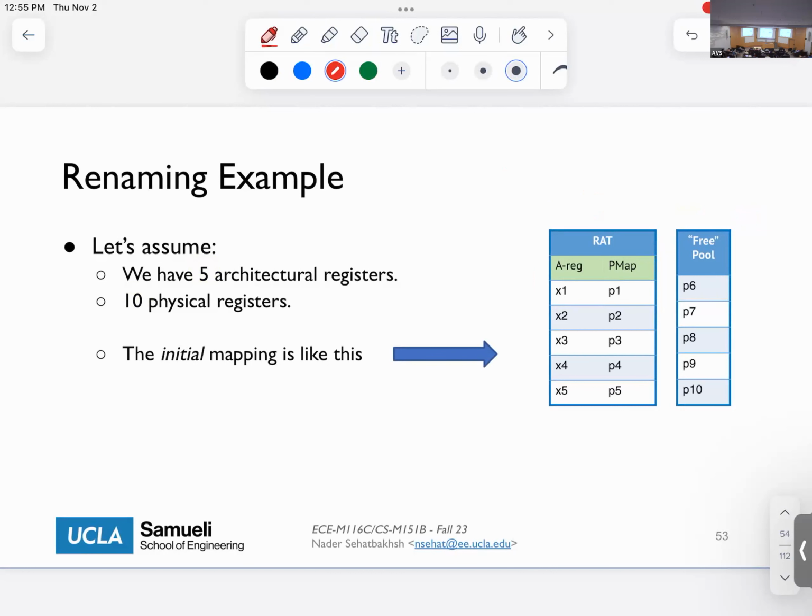So imagine that the initial mapping would be something like this. Essentially you start with some form of initial mapping. For example, say X1 is mapped to P1, X2 is mapped to P2, X3 is mapped to P3, X4 to P4, X5 to P5. And since I have 10 physical registers, I'm going to put the rest of these 5 into the free pool. So basically P6 to P10, they're not assigned to any of these architectural registers, okay?